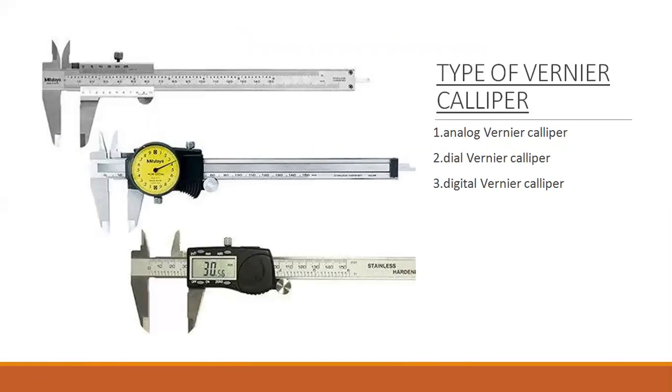If we talk about the types, in this modern age there are various improvements in the caliper. Three types are used nowadays. The first one, and the most commonly used in the lab, is the analog vernier caliper. This first picture is the analog vernier caliper. Then the second is the dial vernier caliper. You can see here a dial is fixed on this, which will show the measurement reading. The third one is the digital vernier caliper. You can see here the measurement is shown in the form of a digital reading.